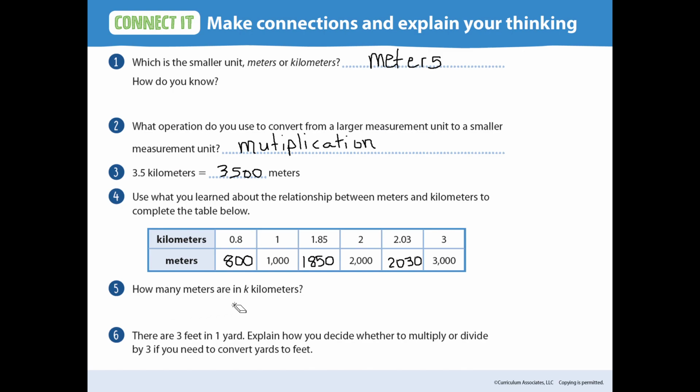So how many meters are in K kilometers? There are 1,000 meters in each kilometer. So for each kilometer, there are 1,000 meters.